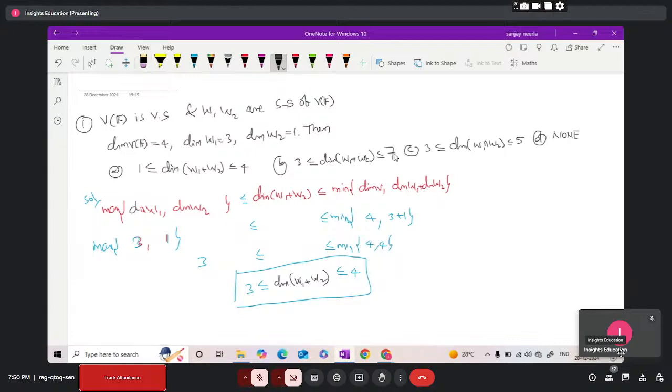But B actually is not 4, it is 7. Then none is the answer. But you have to find the dimension of the intersection point. Which one is the correct option? Obviously none. Okay. Next one, come to the second problem.